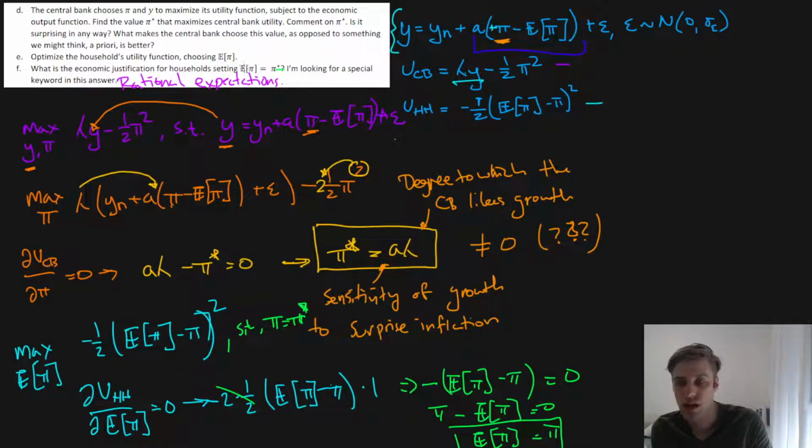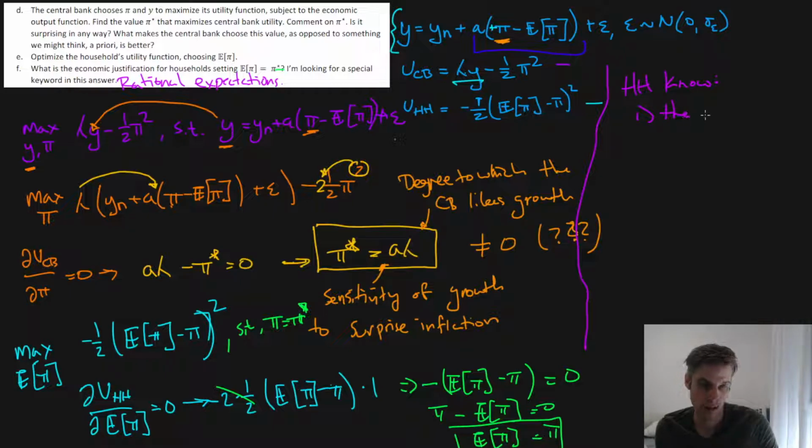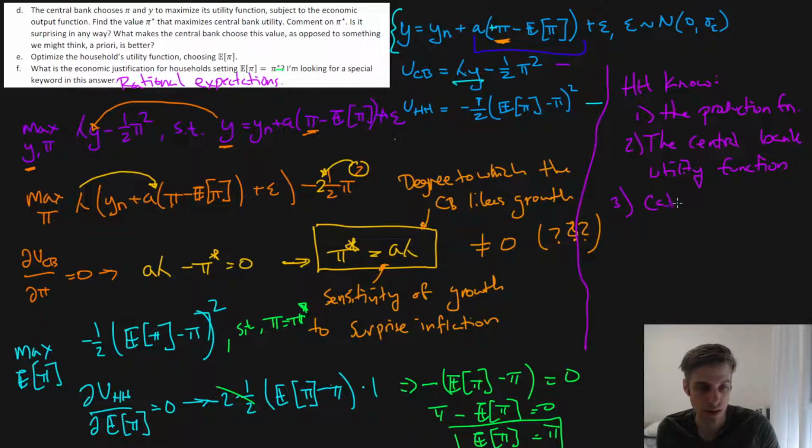Okay, what that means is the households know, 1, the production function, 2, the central bank utility function, and 3, they also know calculus. Okay, this is rational expectations.